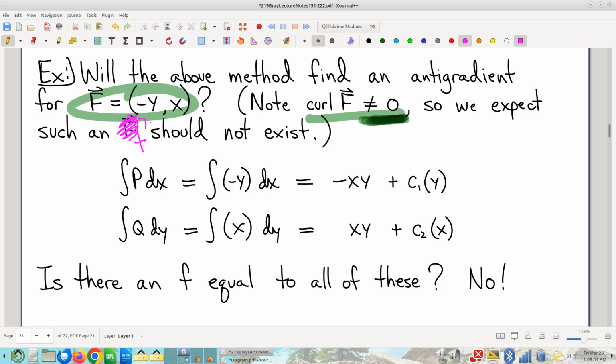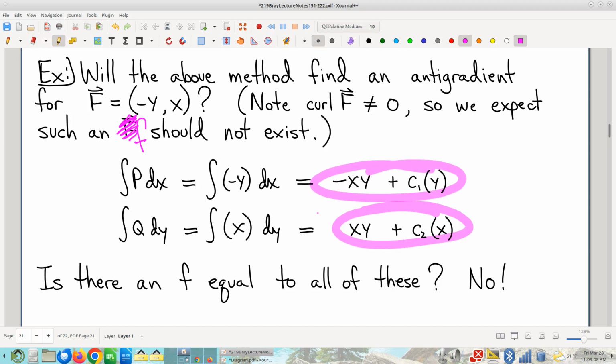So let's play the game. Let's confirm that the game will fail. And so, okay, we take the appropriate antipartials. These are the antipartials. Let's see here. I get to add in partial constants. In theory, I would like to be able to make these two things equal to each other by picking appropriate C1 and C2 functions and give it a try. You're going to fail. It doesn't work. There is no way to make a function of y, called C1, and a function of x, called C2, that will make these two things equal to each other. Can't do it.